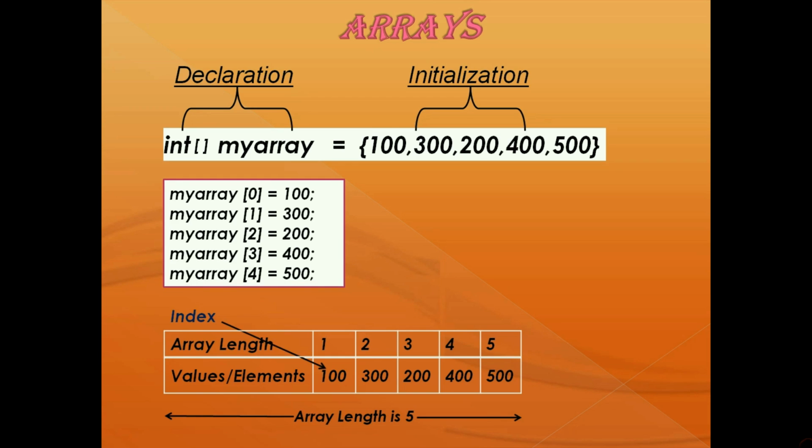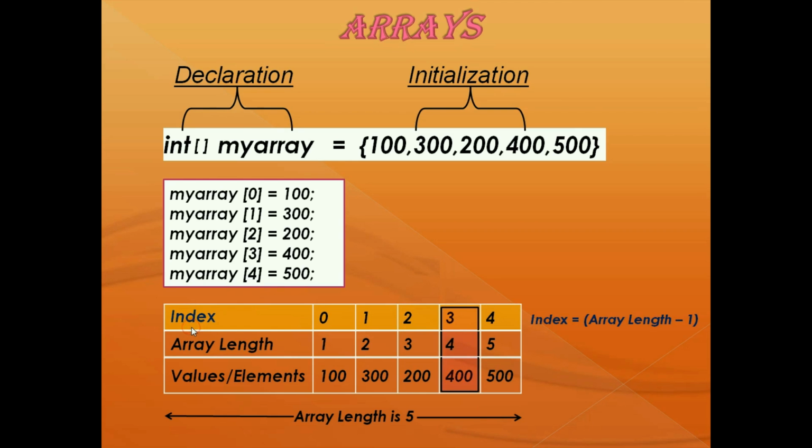The position at which these values are stored is called the index, and if you think the index of the array will start from 1, it will not. The index of an array starts from 0. So for example, the element or value at index 3 is 400.